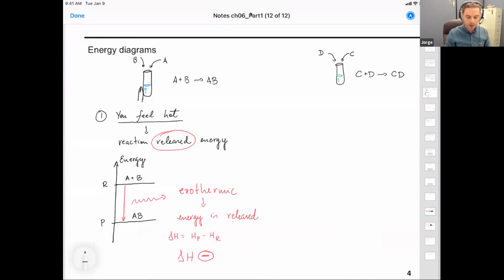After you mix C and D, let's get a green solution here. And again, we are going to touch the outside of the test tube to get a feeling if energy is being released or absorbed by the system. We are going to touch here the outside of the test tube. And in this second situation, you feel that the test tube is cold. Exactly the opposite from the first situation.